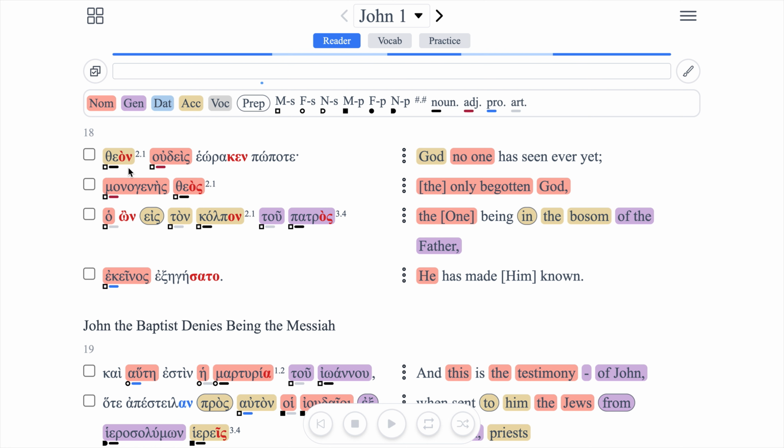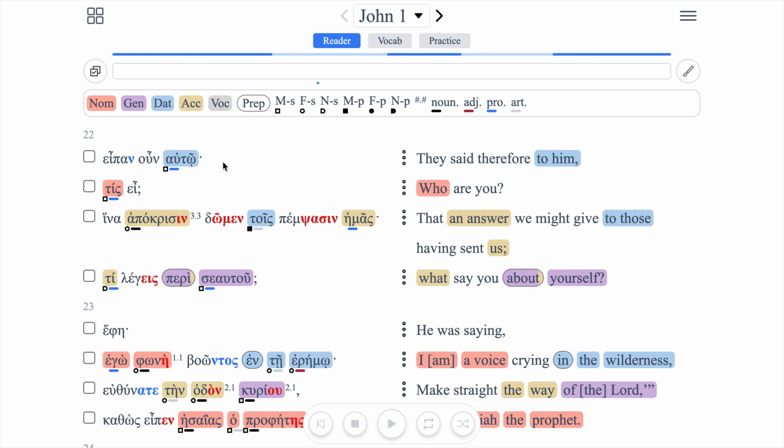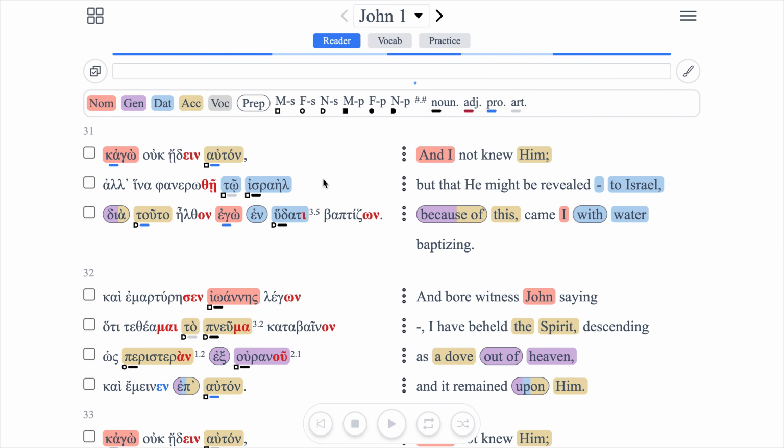Remember, the blue dative answers the question, to whom? In 22, we see ipan un afto. They said, therefore, to him. Now, this is a pronoun, not a noun. A pronoun is a word that takes the place of the main noun in the sentence. The word him, afto, takes the place of the word Jesus. When we get to verse 31, we see Israel acting as the indirect object, the noun to whom something is given. Alina fanerothi to Israel, but that he might be revealed to whom? To Israel.